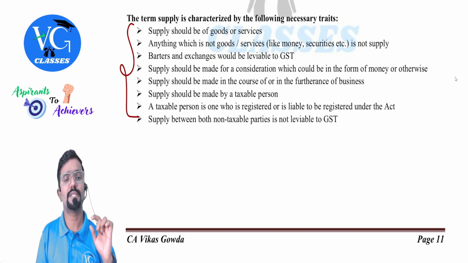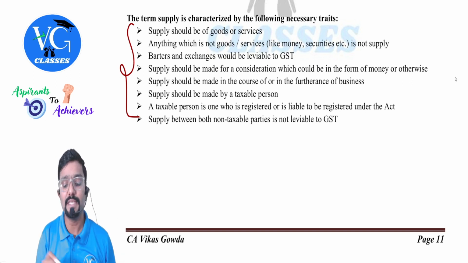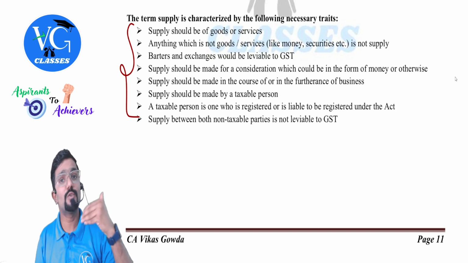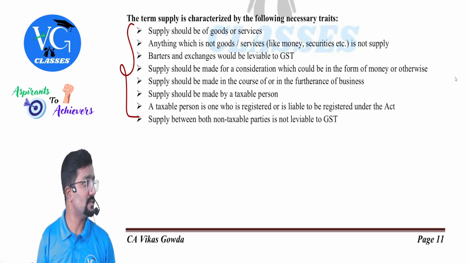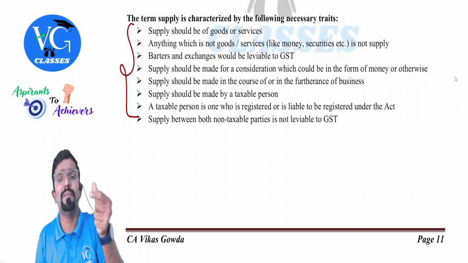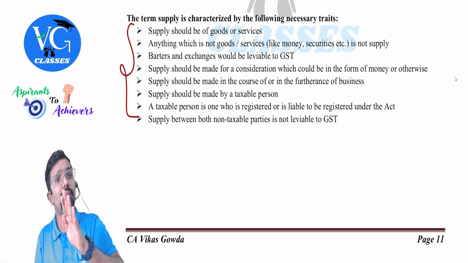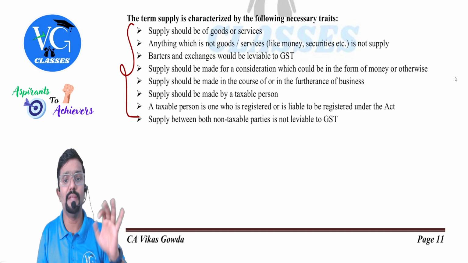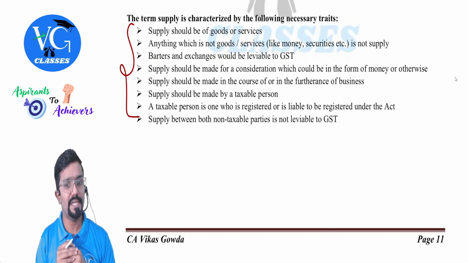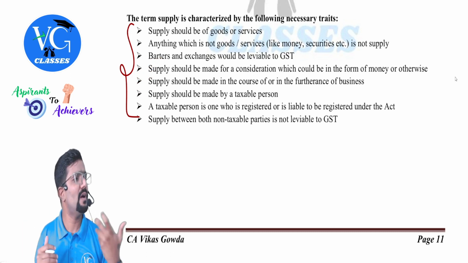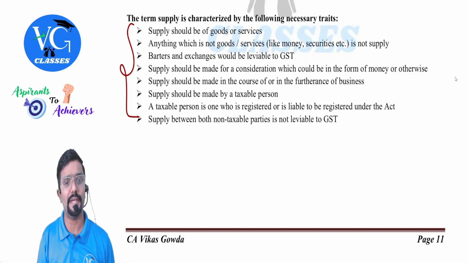I will explain. Next, supply should be made for a consideration. Okay, so that means goods or service is supplied. Should it be supplied for a consideration? Yes. But should consideration always be in money? Need not be. Can it be in kind also? Yes. It can be in kind also. So you can see here, supply should be made for a consideration, which could be in the form of money or otherwise. Otherwise means it can be in kind.